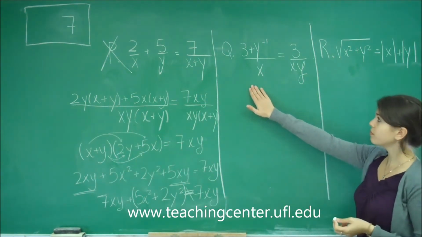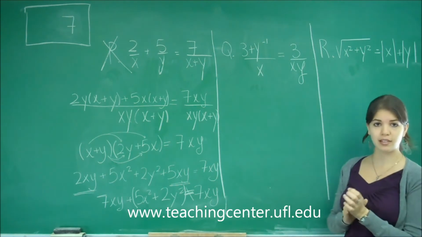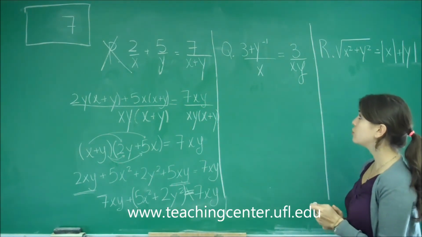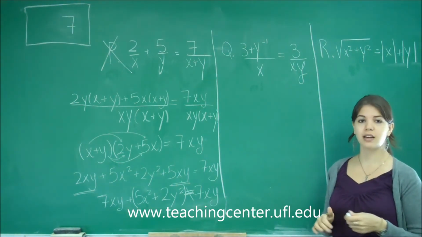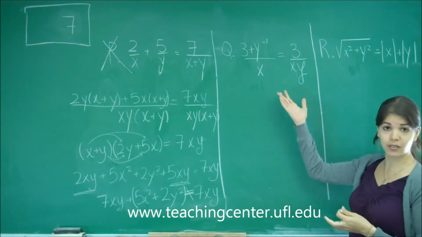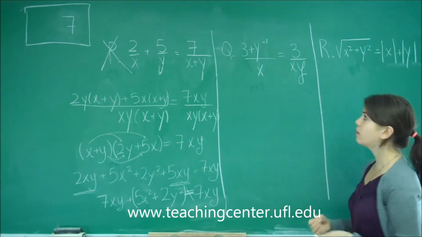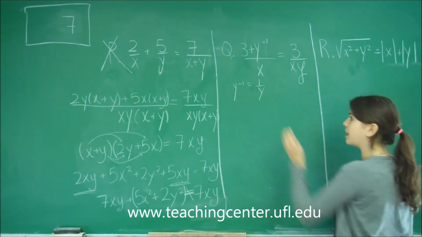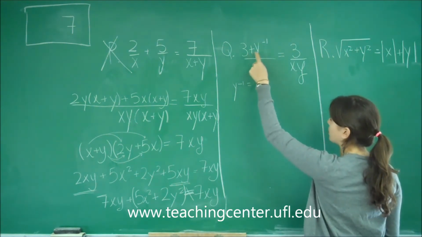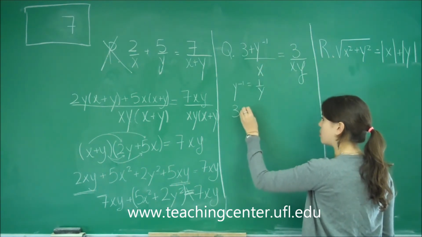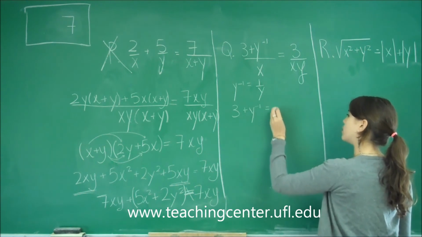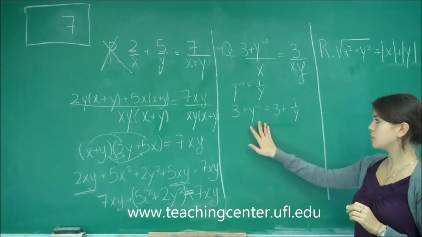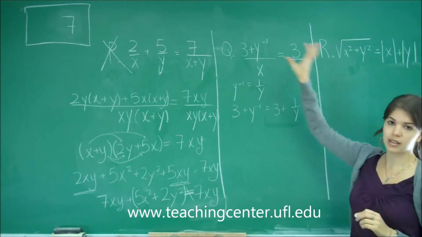Now we move on to Q. Q reads 3 plus y to the negative 1, divided by x, equals 3 over xy. Since we have a y to the negative 1, let's get rid of that and convert it into 1 over y. So y to the negative 1 equals 1 over y. So 3 plus y to the negative 1 power will be 3 plus 1 over y, which now we can convert into a common denominator.